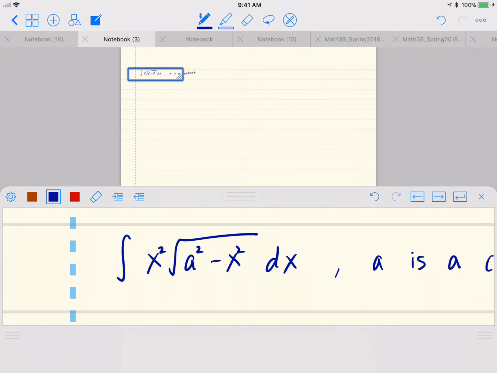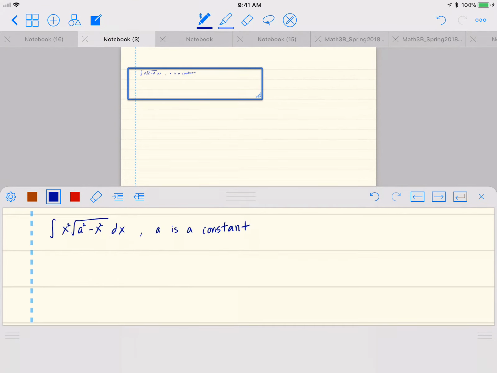Okay, so we're going to do step one, which is to create our triangle, label our triangle, and then rewrite everything from x's into something involving thetas. Okay, so let's get our triangle set up.